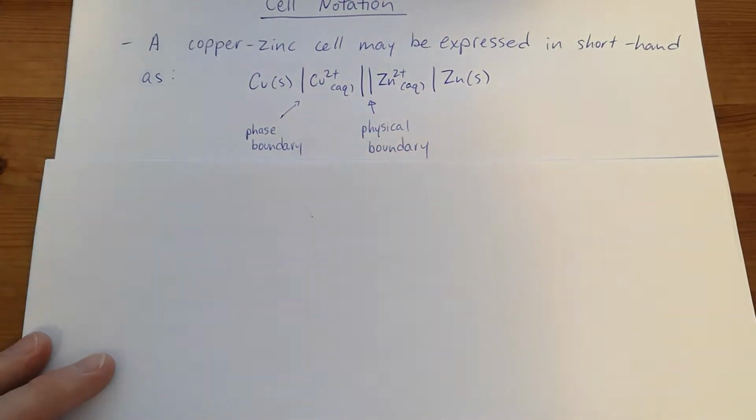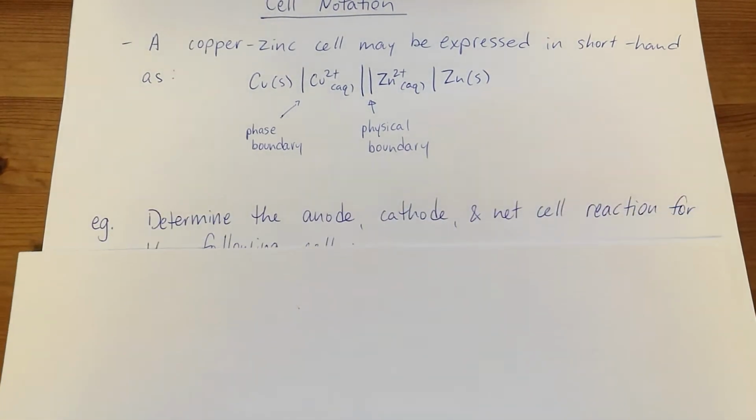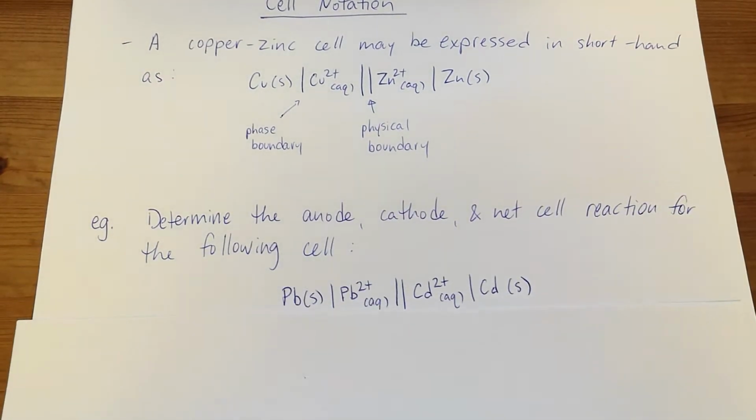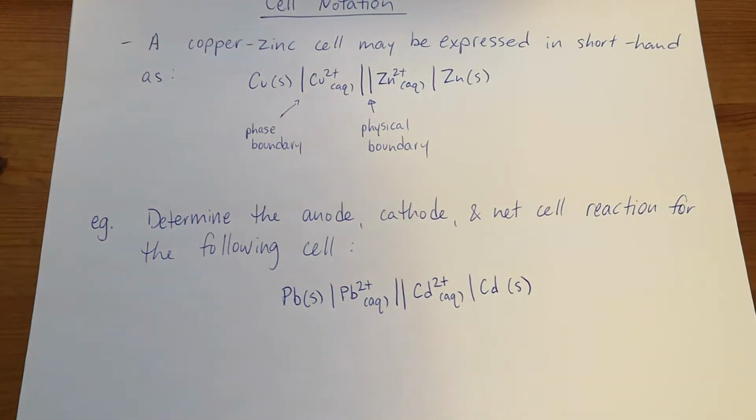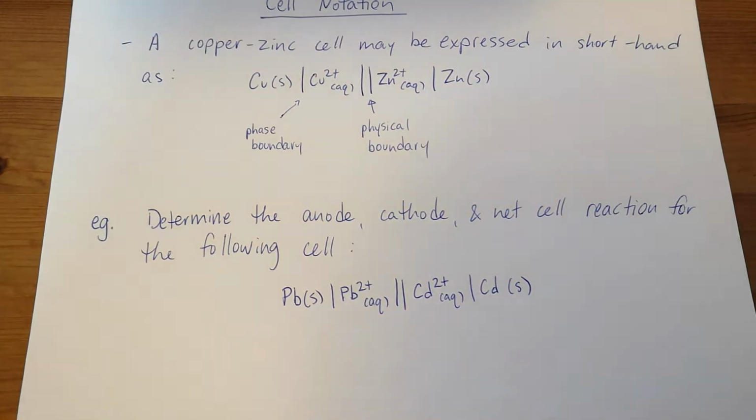All right. Now I want to show you what kind of question I can ask you. I can ask you to determine the anode, cathode, and net cell reaction for a cell, and then I show it to you in shorthand. So this is a lead cadmium cell. Okay? We need to find the SOA and the SRA, and we're all getting really good at it.